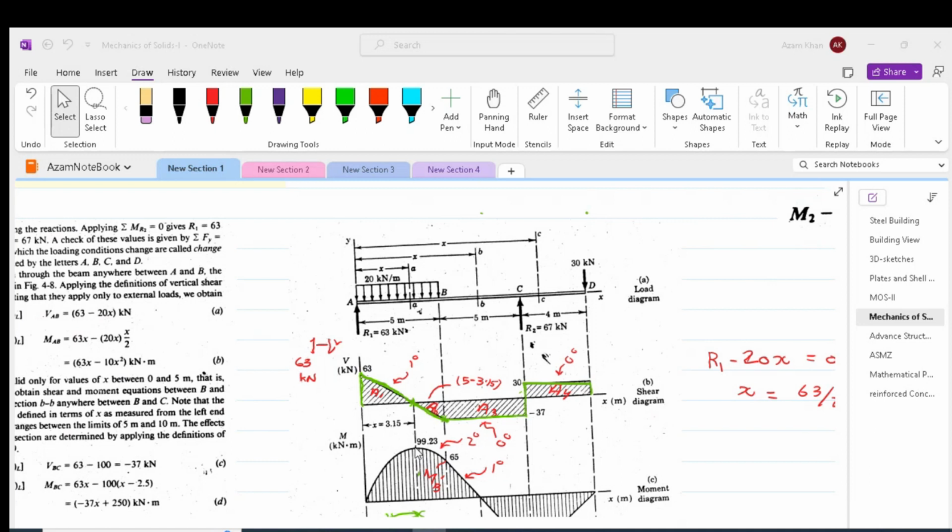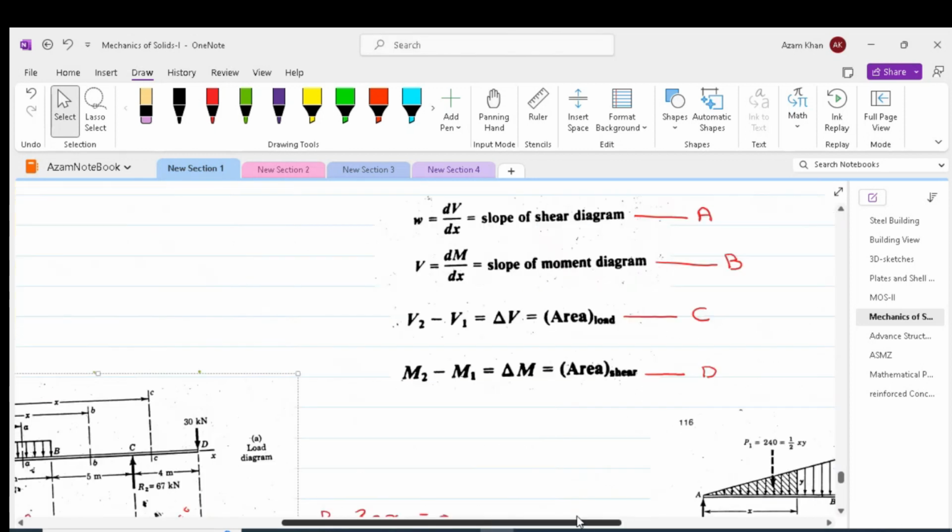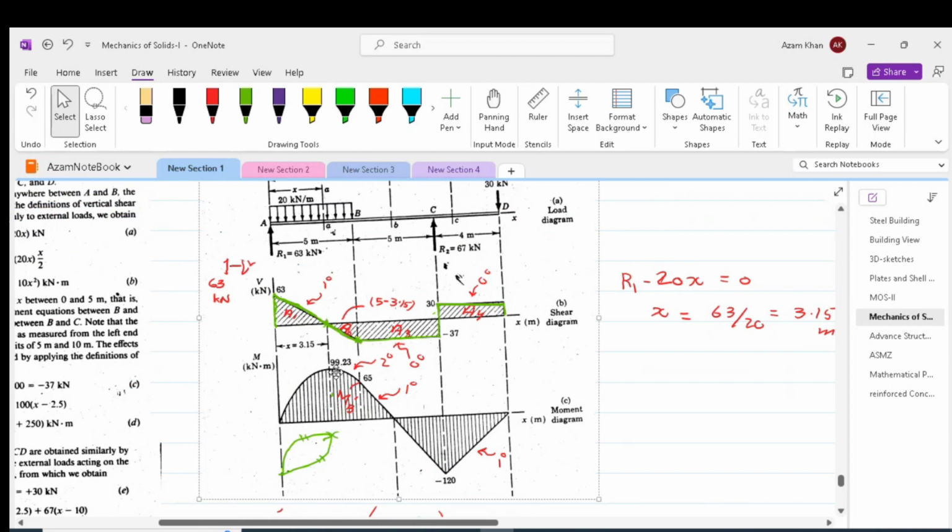This maximum moment magnitude will be equal to the area of the shear force diagram. We have already discussed this in the equation M2 minus M1 is equal to area of shear. So 99.23 minus 0 would be equal to area of this shear force diagram, which is named as A1. A1 would be equal to half times 3.15 times 63, and that will give us 99.23 kilonewton meter.